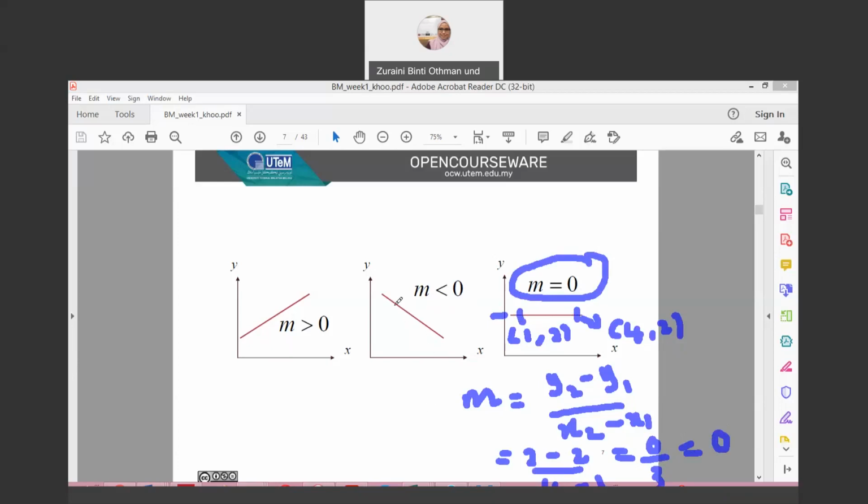Same situation here. When we take this as x1, y1 and this as x2, y2, then solve this formula, we get m less than 0, so we know that this straight line will decrease.